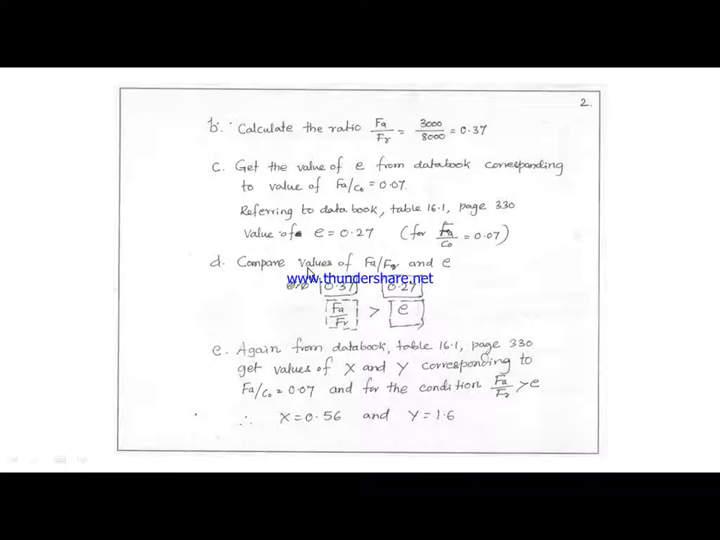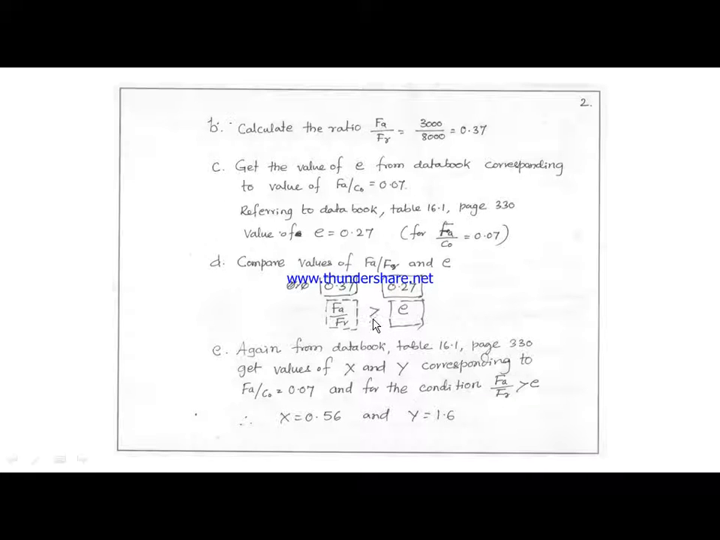Then next calculate the ratio FA by FR. FA by FR already calculated here. Compare that ratio with value of E. So by comparing, it is found that FA by FR ratio is greater than E. So this is very important step in determining the value of X and Y.